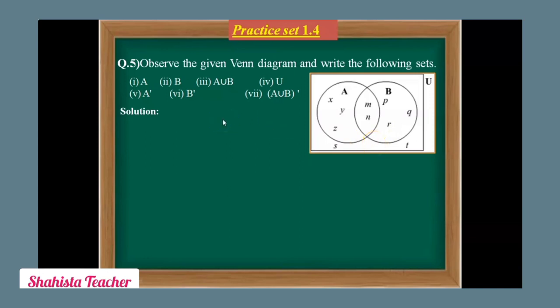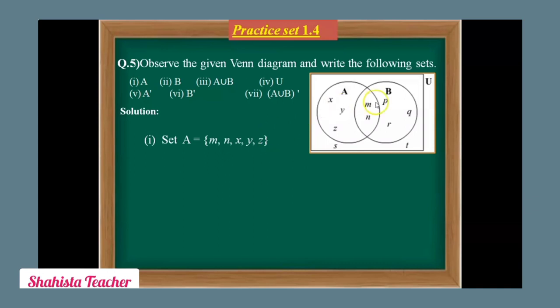So here we will find sub question 1, that is set A. Set A carries how many elements? X, Y, Z and M and N. So here we will write set A equals opening curly bracket M comma N comma X comma Y comma Z, curly bracket close. Is that clear?